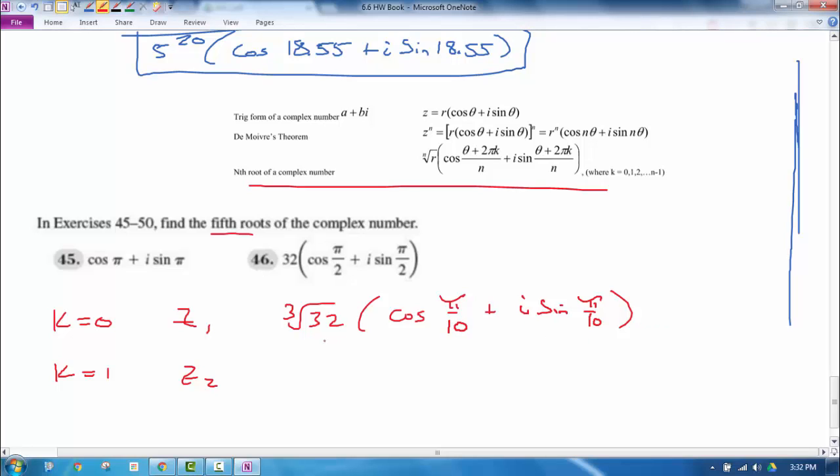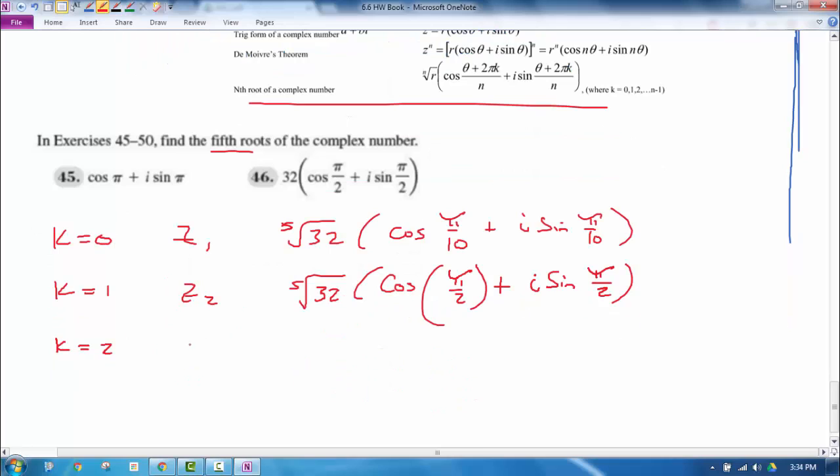So you have to keep doing this now. I know it takes a little while, but the next one would be the fifth root of 32 times the cosine of our angle, which is pi over 2, that's our theta, plus 2 pi times k, where k is 1 now, all over our n, which is 5. So I have to simplify this right here. And when I do that, I get just pi over 2 here.